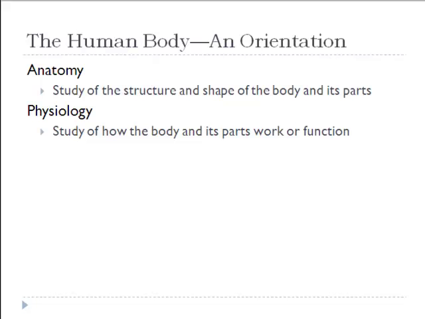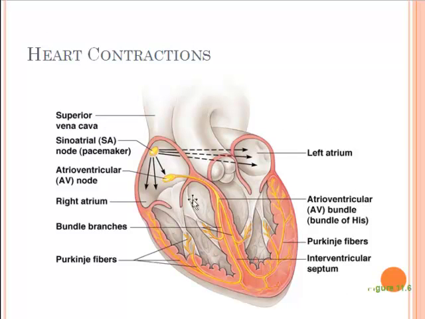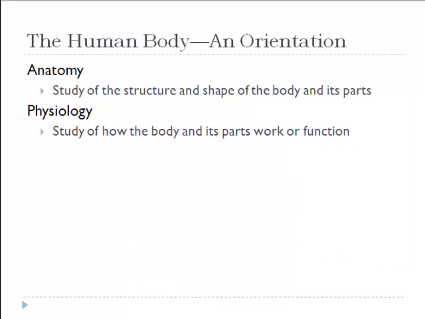So something may have a certain shape because of how it functions, and this is true for the heart as well. As you look at the heart, as we're looking at these different chambers, we have the ventricles, the atria. Those shapes allow the heart to carry out its function of pumping the blood. So anatomy and physiology is interconnected in that way.